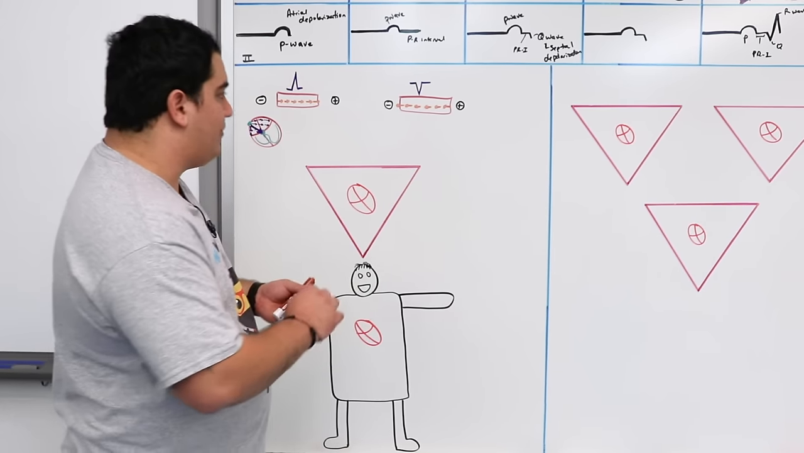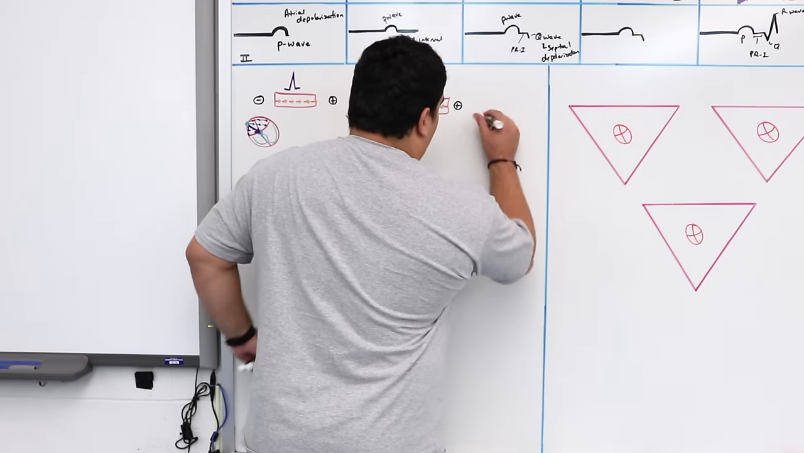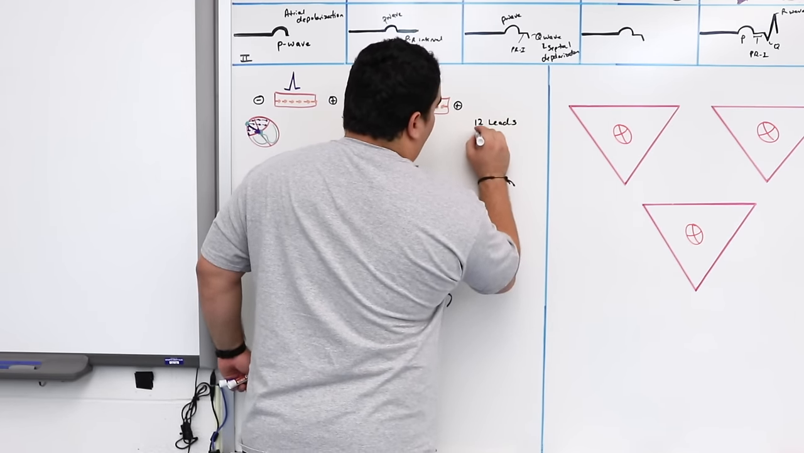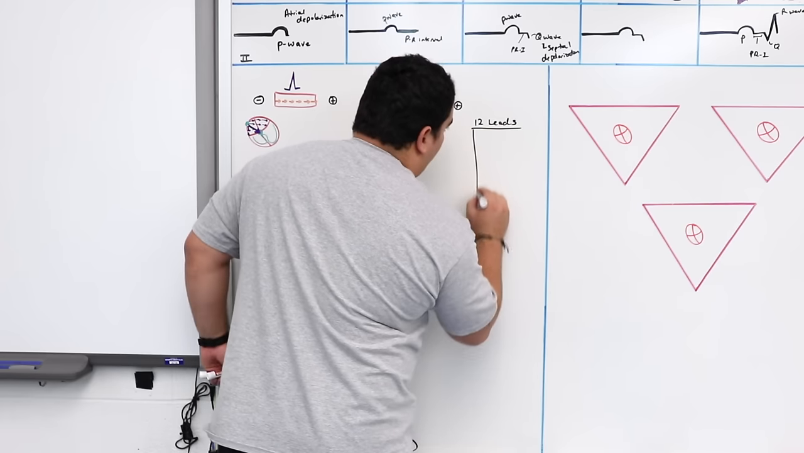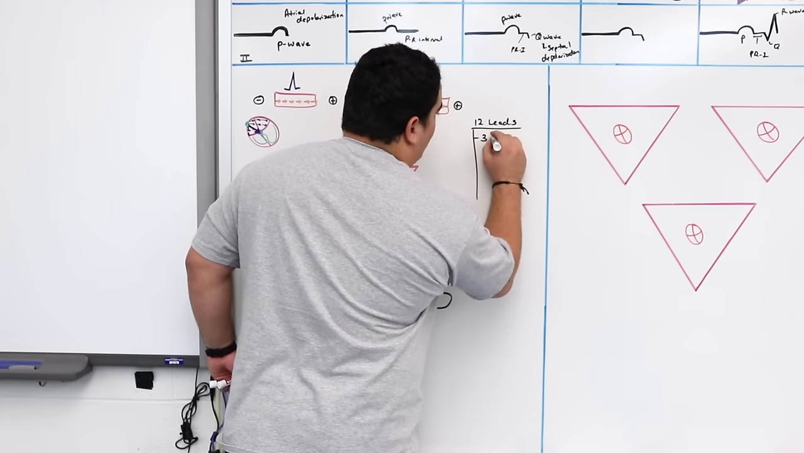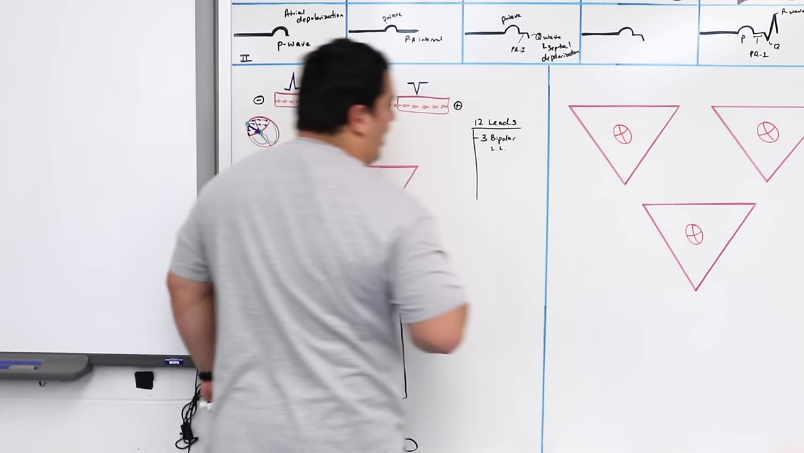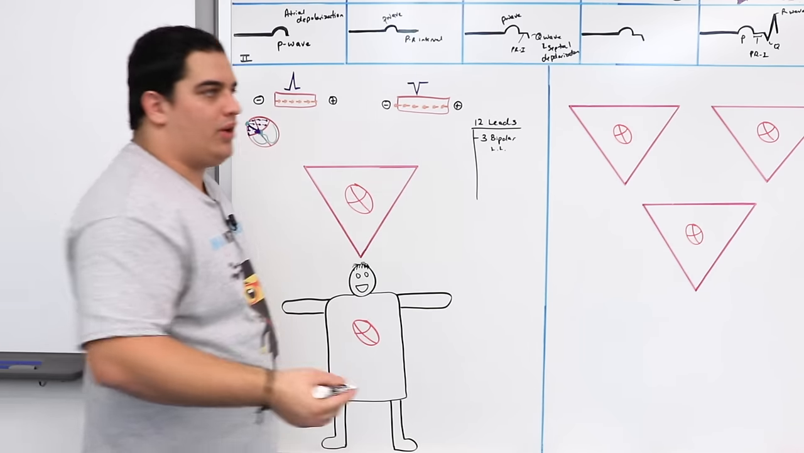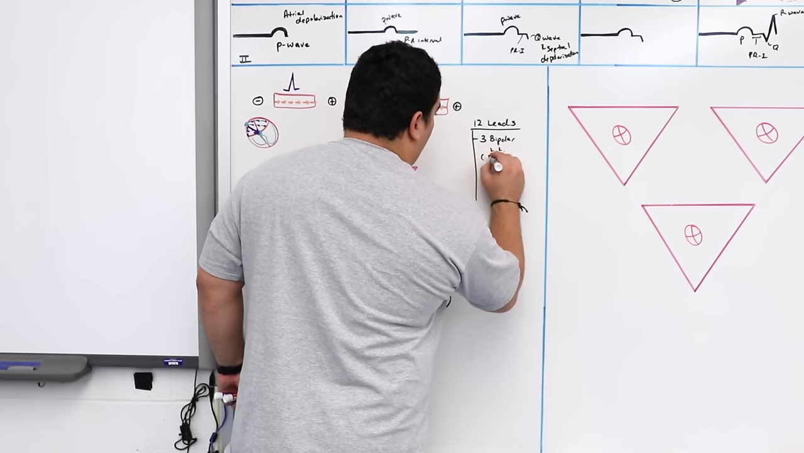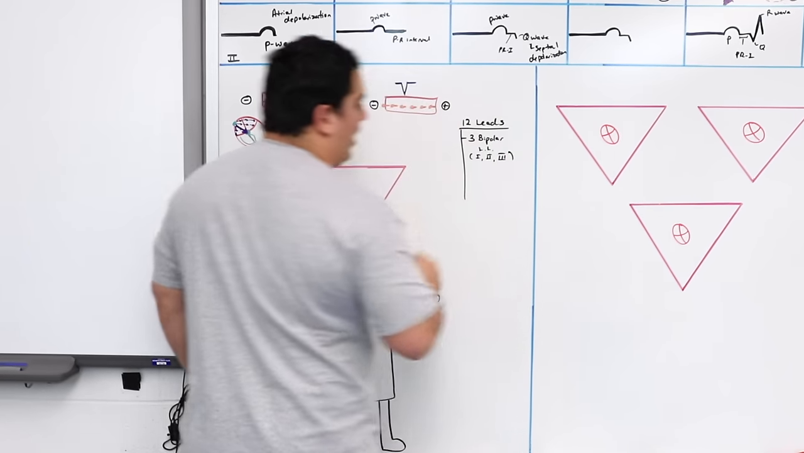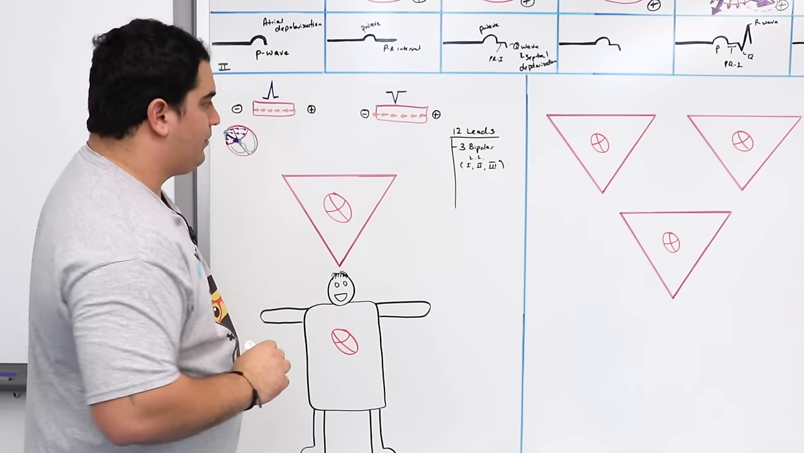That means that you have, okay, 12 leads. Out of these 12 leads that make up the EKG, three of them are what's called bipolar limb leads, okay? And these are what we call lead one, lead two, and lead three. We'll talk about these first.